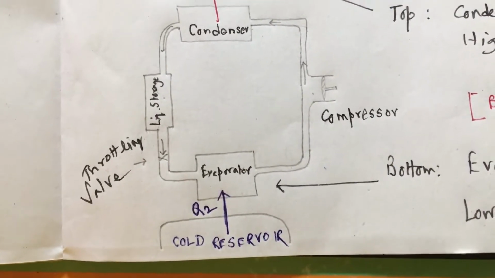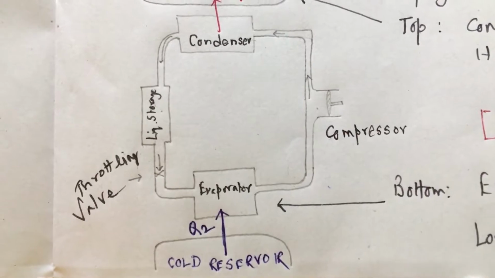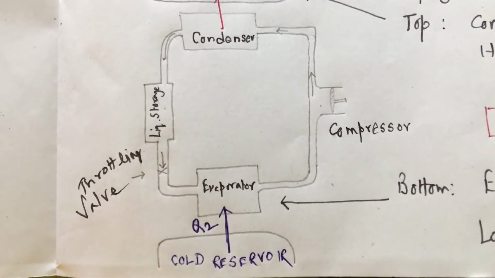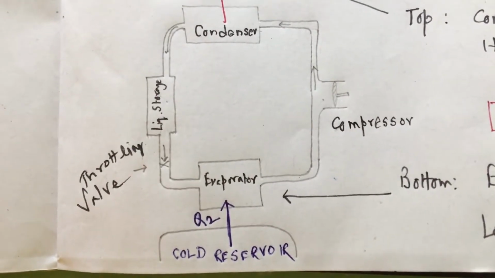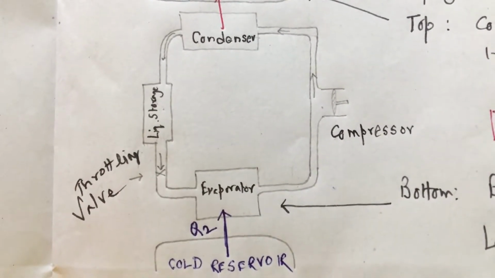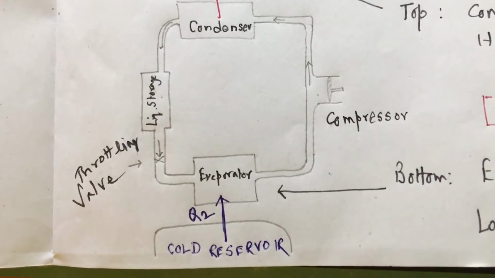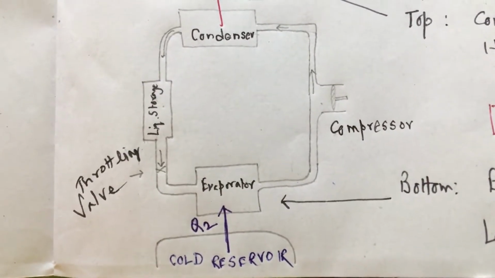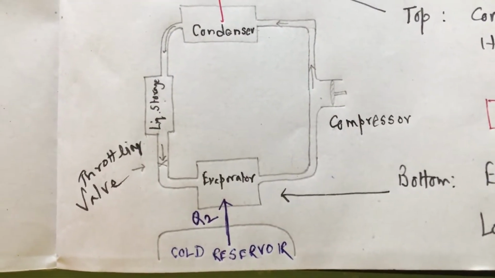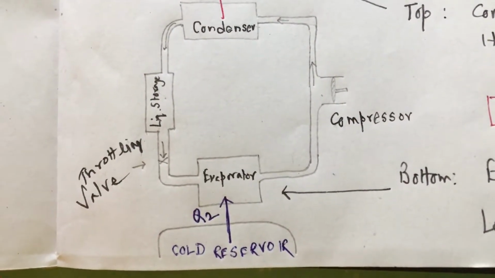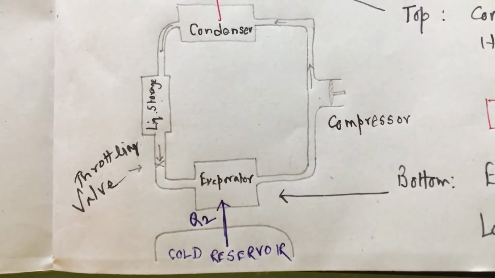So here cold reservoir is actually the matter or the material which we want to be cooled. Suppose we have kept a basket of vegetables, so then for the evaporation the working substance will take off heat from those vegetables, and those vegetables will be cooled off.